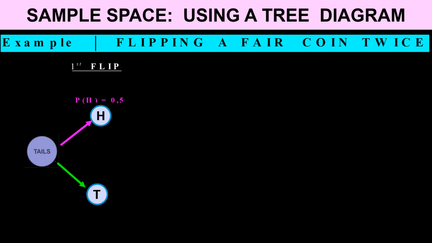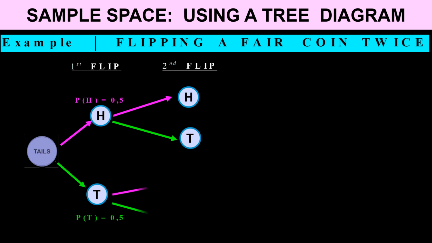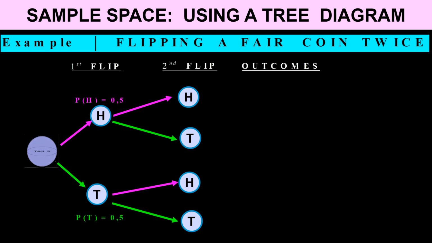And the probability of getting a head is 1 over 2 or 0,5. Probability of getting a tail is also 0,5. Now for the second flip, so if I have heads, then the next could be that I can get heads again, or I can get a tail. And the same with the other one, it can be heads or tails, right? And the probability again of a heads is 0,5 and tail is 0,5.